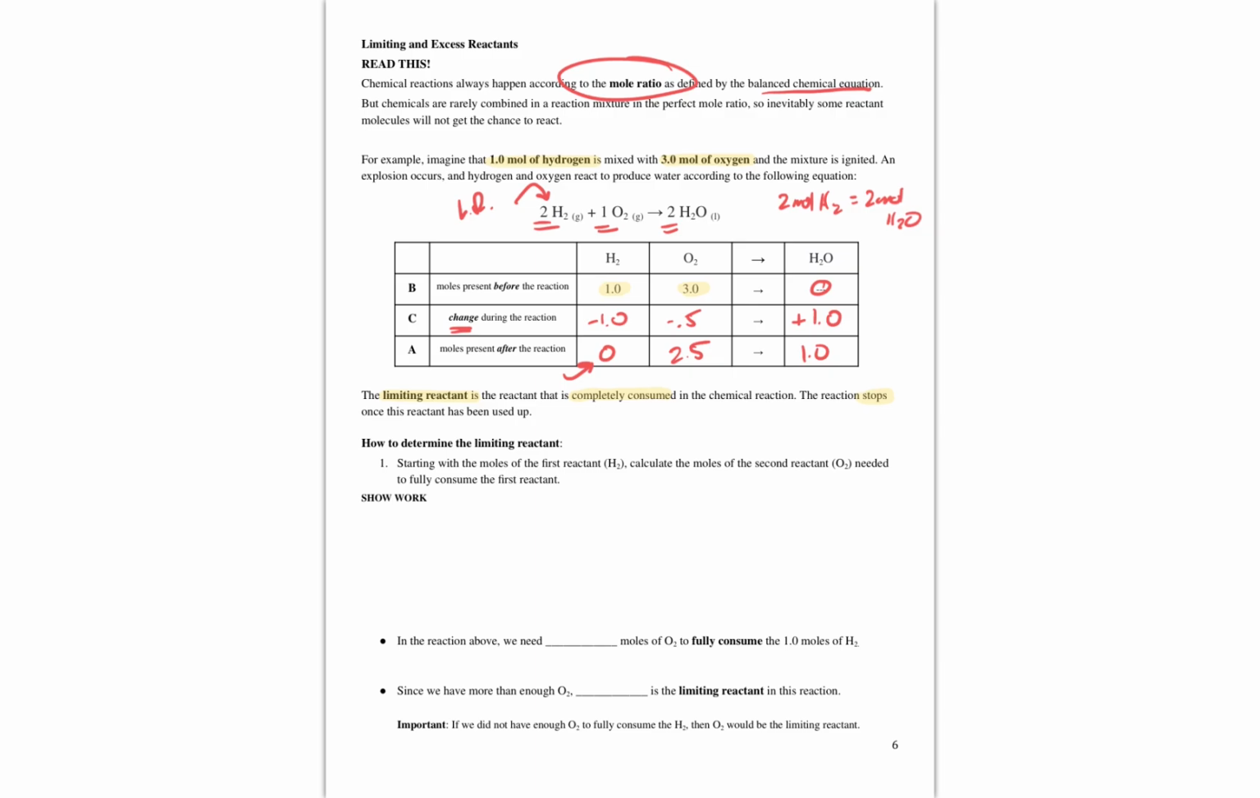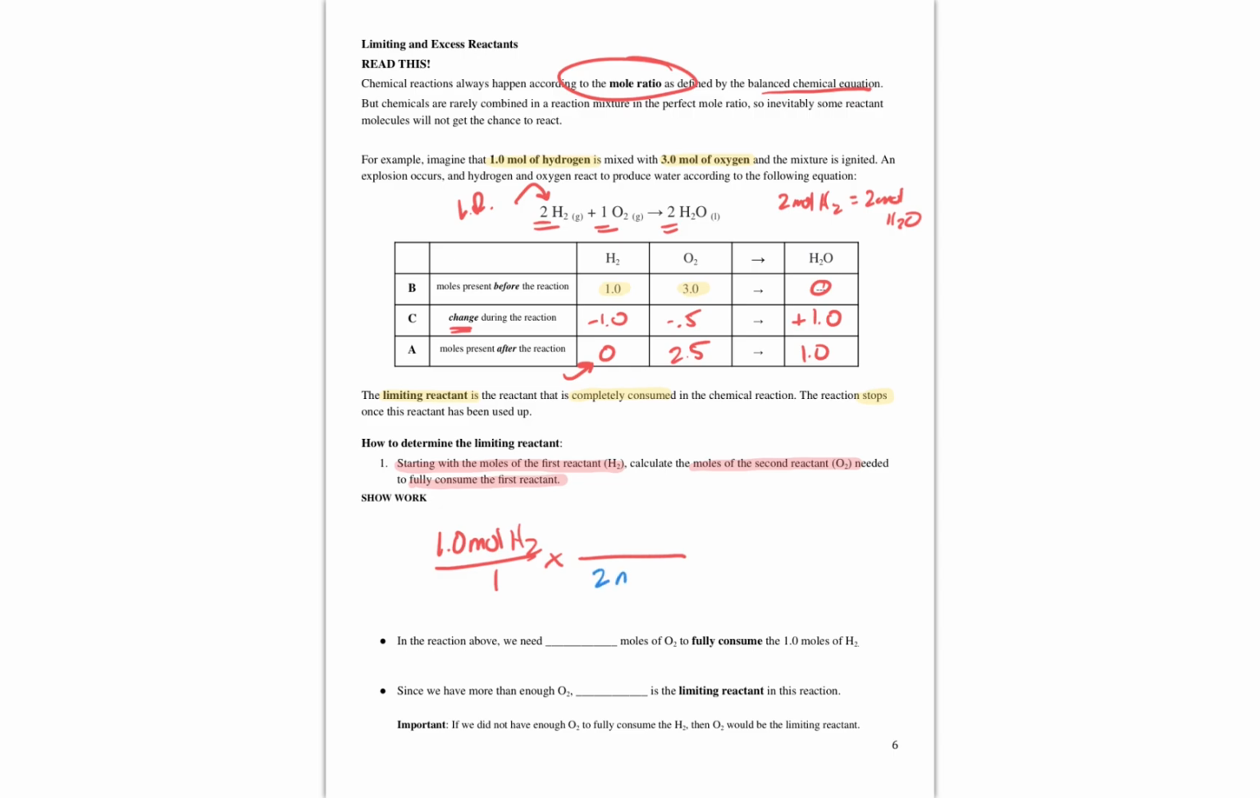So let's talk about how we can determine which of the reactants is the limiting reactant. To determine the limiting reactant, you start with the amount of the first reactant you have, and then you figure out how much of the second reactant would be required to completely consume the first. So in the case of the reaction above, we started out with 1 mole of hydrogen gas.